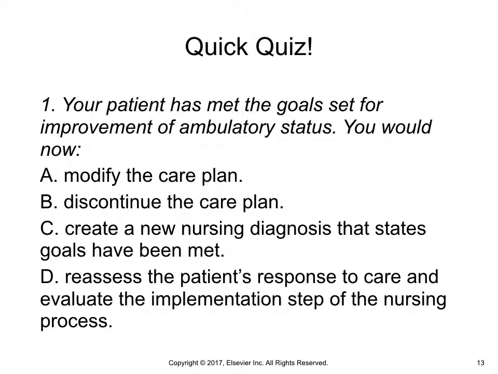Time for a quick quiz. Your patient has met the goal set for improvement of ambulatory status. You would now do which of the following? A. Modify the care plan. B. Discontinue the care plan. C. Create a new nursing diagnosis that states goals have been met. Or D. Reassess the patient's response to care and evaluate the implementation step of the nursing process.